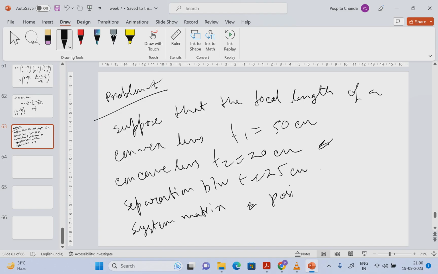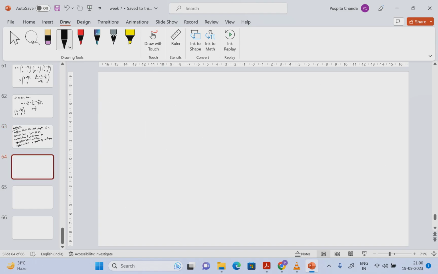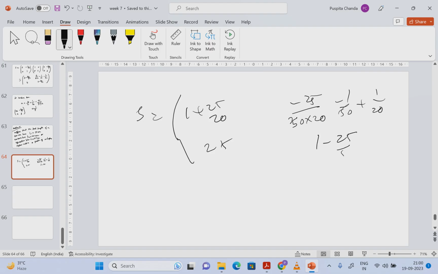And position of unit lengths. This is the same as before. The matrix will be [1 plus 25 by 20, 25; minus 25 by 50 into 20 minus 1 by 50 plus 1 by 20, 1 minus 25 by 50]. And this will become [2.25, 25; 5 into 10 to the power minus 3, 0.5].